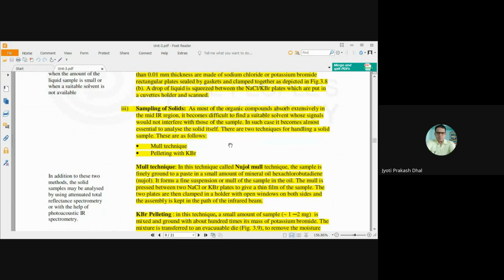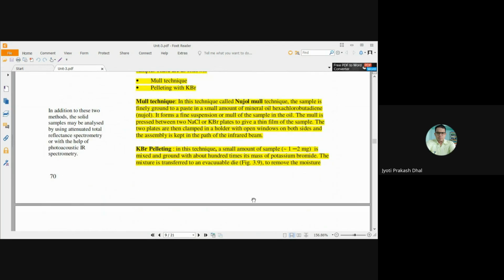Now coming to sampling of solid substances, most organic compounds absorb extensively in the mid-infrared region. It becomes difficult to find a suitable solvent whose signals would not interfere with the signals of the sample. So in such cases, it becomes almost essential to analyze the solid sample itself. There are two techniques for handling solid substances. The first is the mull technique, and the second is pelleting with KBr. First we'll discuss the mull technique.